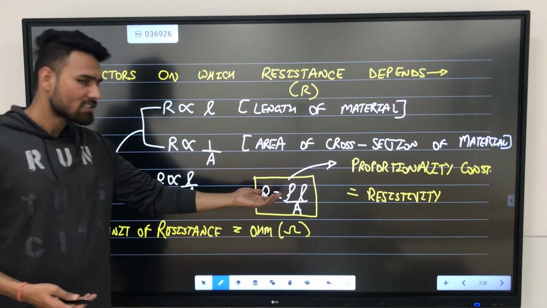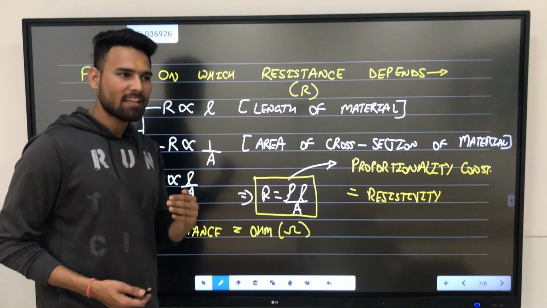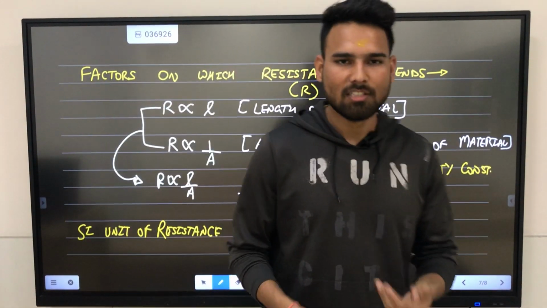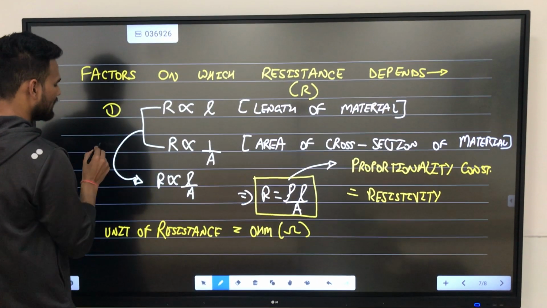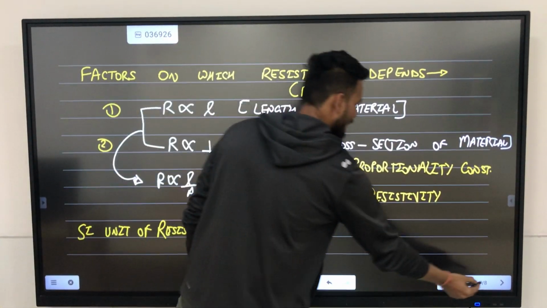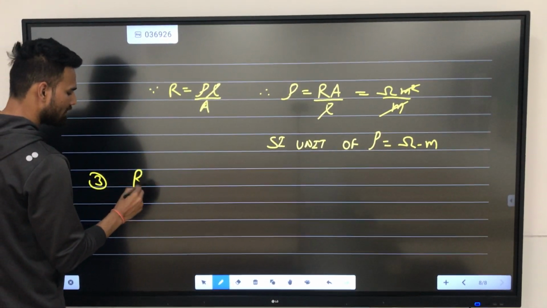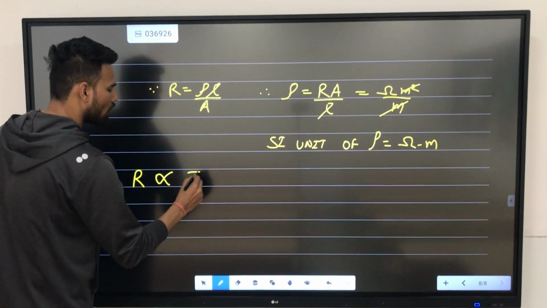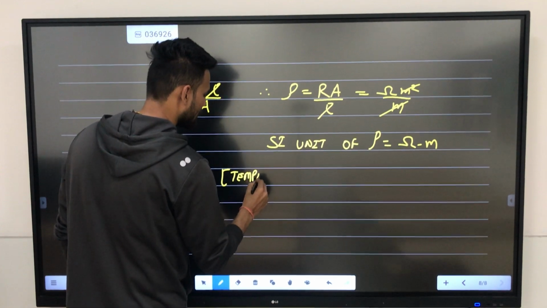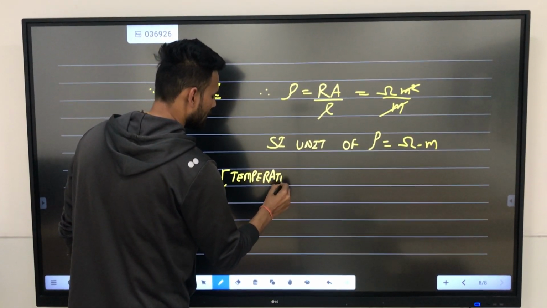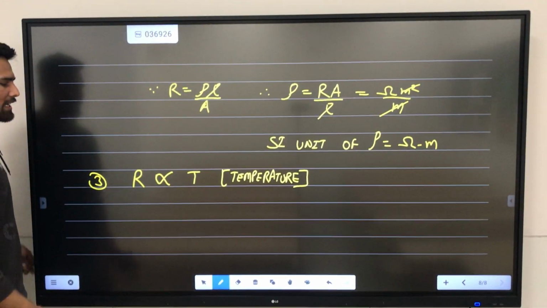Now, on what factors was resistance depending? Resistance was depending on length and on area of cross section, and there are two more factors. Let us see. The first one was length, the second one was area, and now coming to the third one: resistance also directly depends on temperature. Am I clear or not?